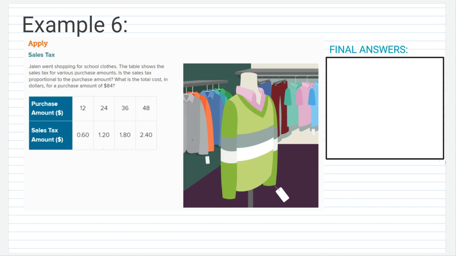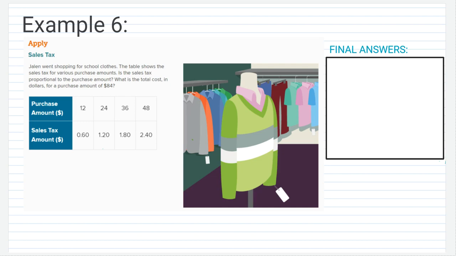All right, last example here. So a little bit more of a story problem that has a few more steps that we need to take in order to answer the final question. In this question, we're looking at sales tax. So when shopping for school clothes, the table shows the sales tax for various purchase amounts. Is the sales tax proportional to the purchase amount? What is the total cost in dollars for a purchase amount of $84?